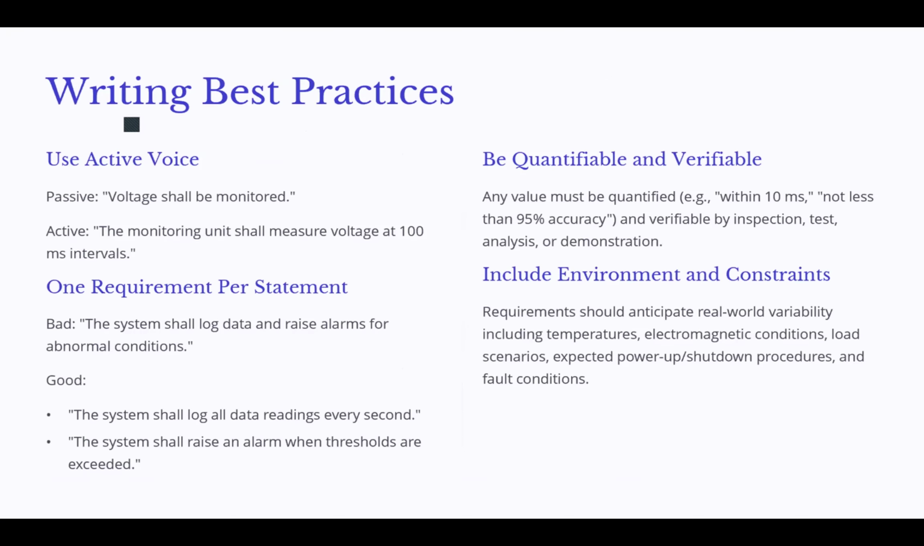Now, best practice for writing requirements, again, active voice. We have to be quantifiable and verifiable. Okay, so every requirement has to have a quantity that you could test. We have to have one requirement per statement. We do not mix requirements with each other. And we have to include the environmental or constraint that we have because we need to be realistic. It is not a wish, it's a requirement that we have to meet.